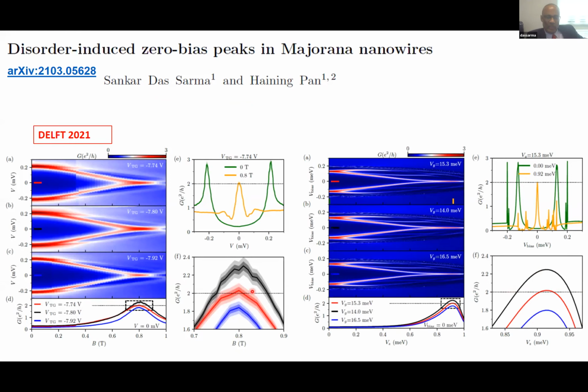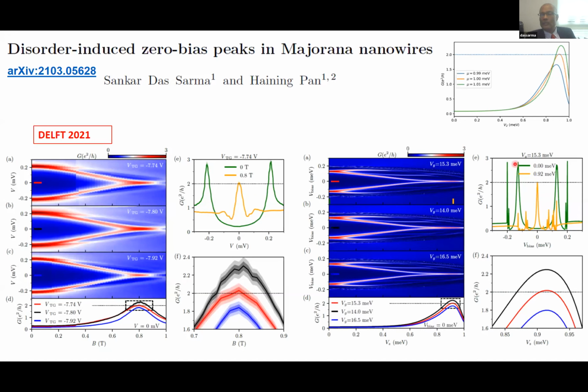Look, it looks just like that, with some fine tuning. This is their experiment, this is our theory. All disorder physics. There is no topological physics here, all disorder physics, but in the same system. If they can go to higher magnetic field, they're going to see Majorana, provided they can reduce disorder. And this is how, as a function of Vz, the thing is not stable at all, because this is not a Majorana. This is some disorder-induced peak.